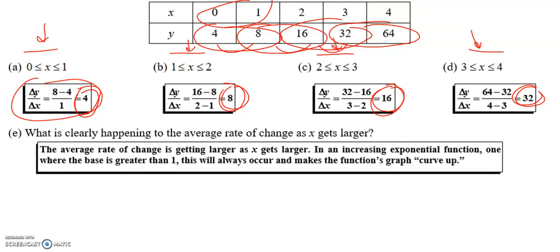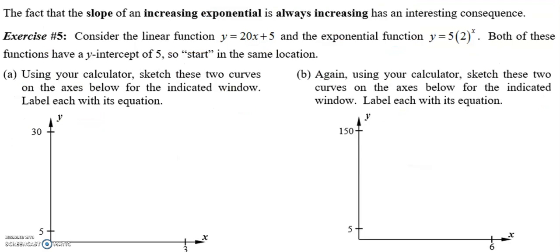Okay, hit pause if you need to write everything in. And here we go. So exercise 5, we're going to talk about slope. The fact that the slope of an increasing exponential function is always increasing has some weird consequences. So consider the linear function here and the exponential function here. Both of these have the same starting point, our y-intercepts, you can see.